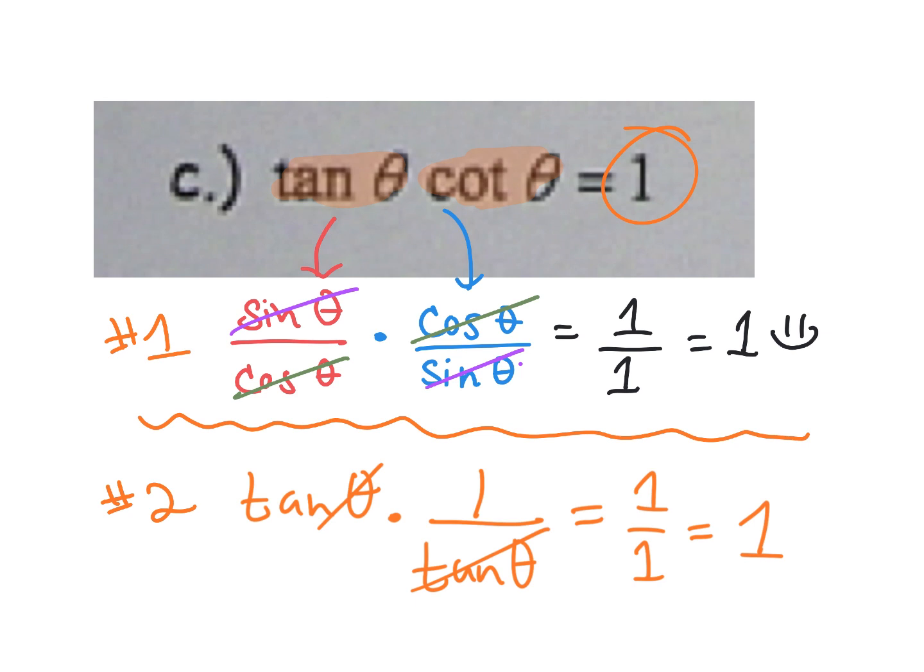So just remember that, yes, it is super helpful in a lot of instances to take everything back to sine and cosine, but you don't have to. You could also use your other identities. As long as you're using identities, you are golden.